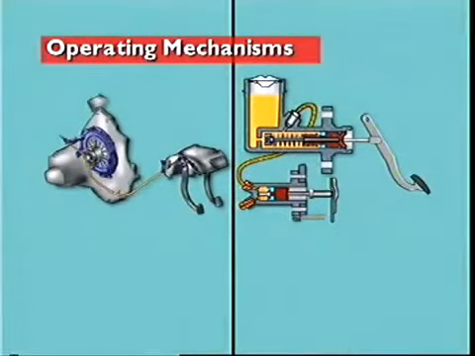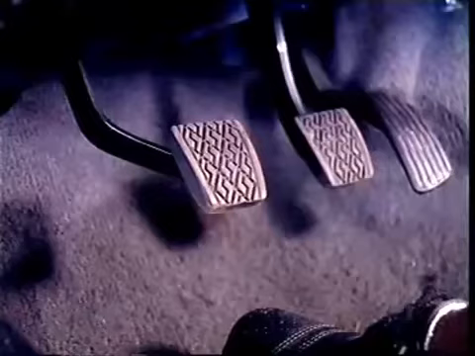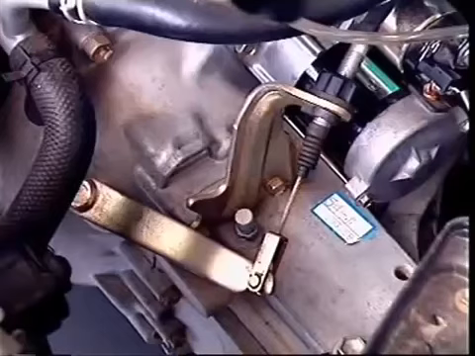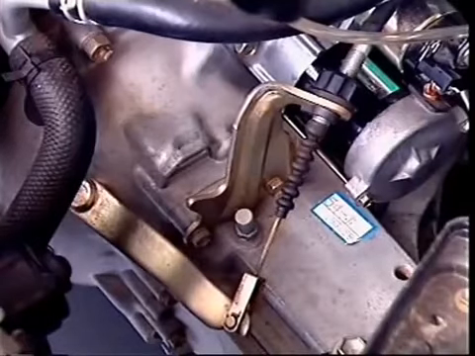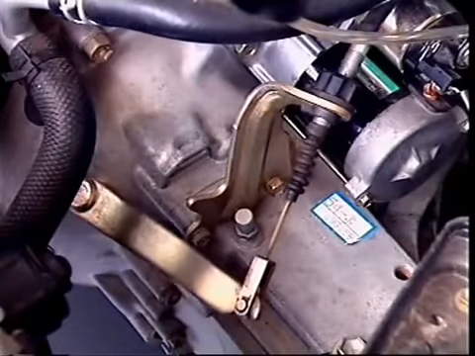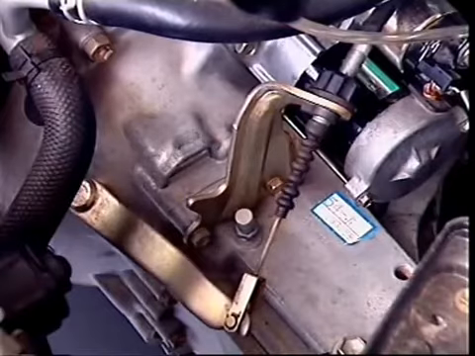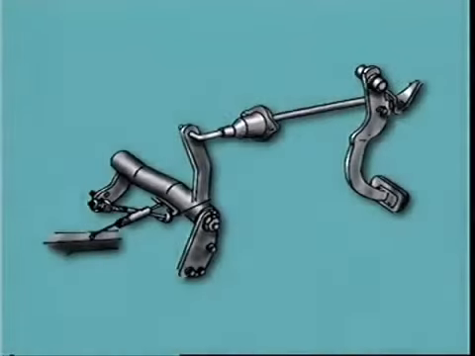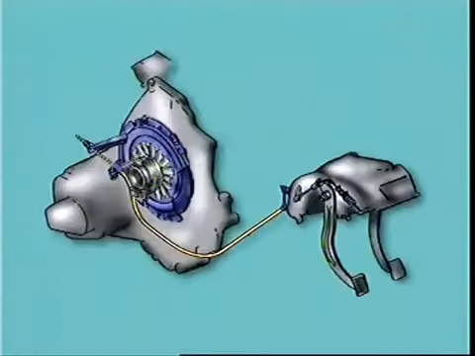This section examines operating mechanisms. Movement at the pedal pad is transferred through an operating mechanism to the clutch assembly on the rear of the flywheel. This mechanism may be mechanical or hydraulic. Mechanical systems may use a system of levers, but cable operation gives more flexibility and is more common.